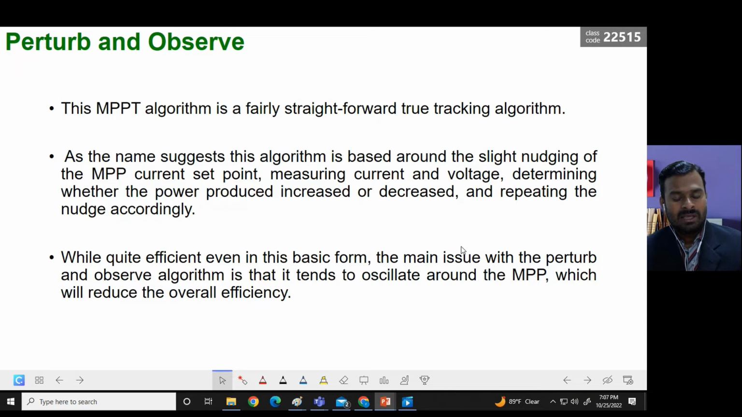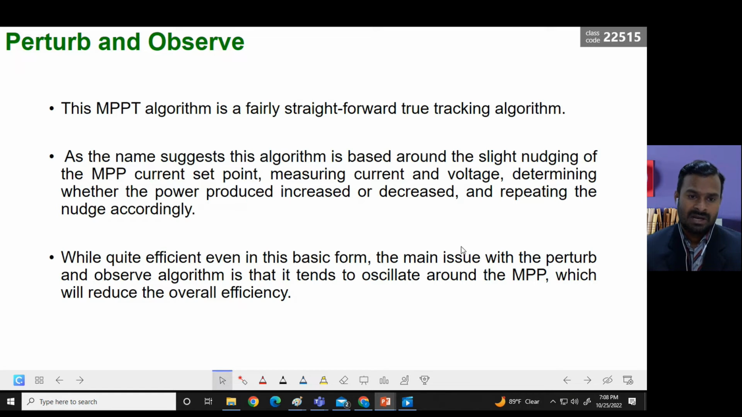Like this, they calculate the power for each and every load condition, measure the power, and compare it with the previous value. If the current value is greater than the previous value, they increase the load condition again. By doing this, at one point of time they get the maximum power, and after the maximum power, the next value will be lesser than the previous value. At that time they go back to the maximum power point and stop at that point.